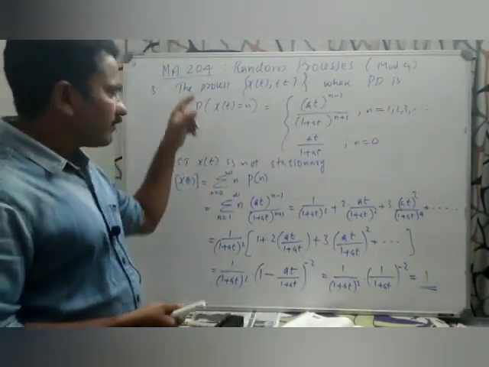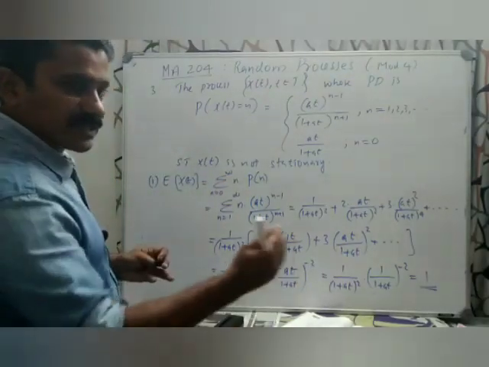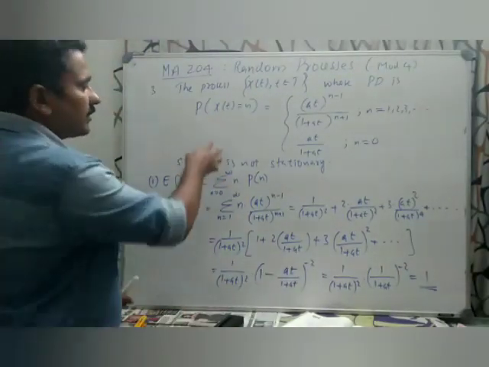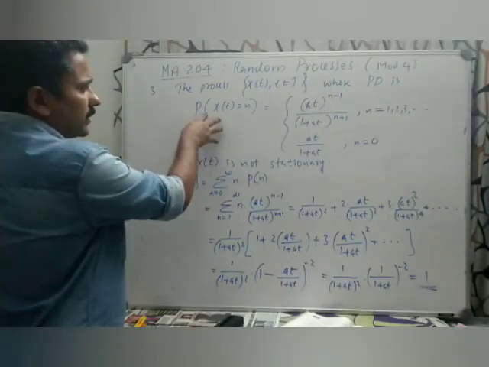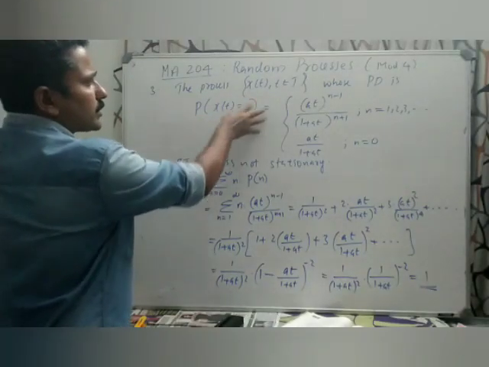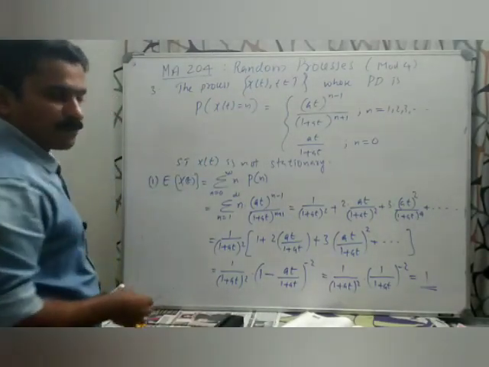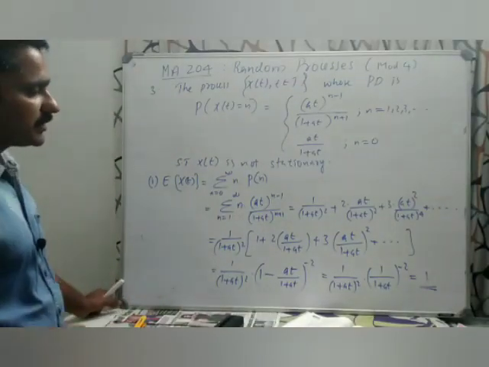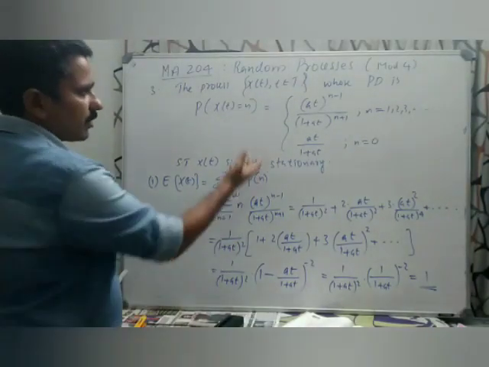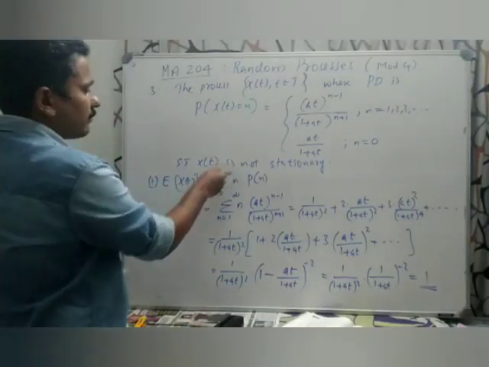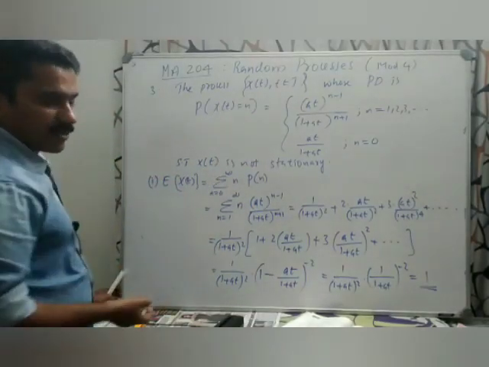So instead of giving x of t as an explicit relation, here we are given the probability distribution of this random process. Probability distribution of random process. So if we are given such a probability distribution, how can we calculate expectation and autocorrelation functions?